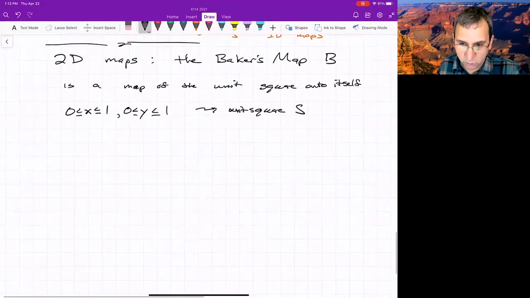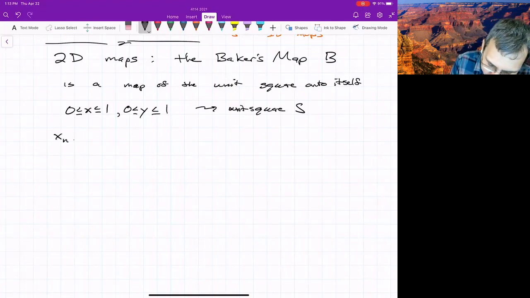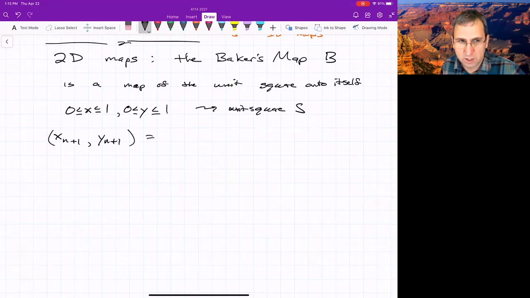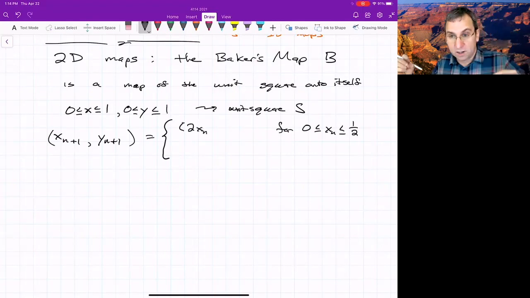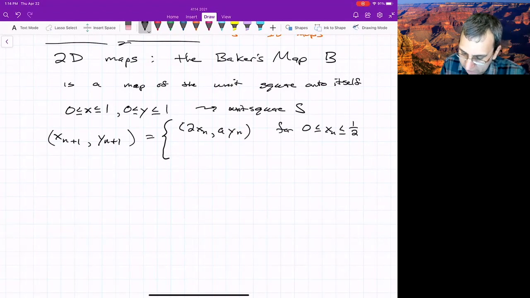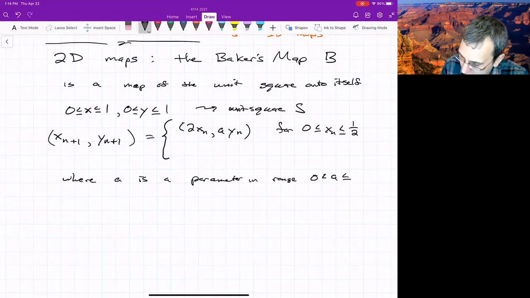And the map, just like with 1D maps, there'll be this assignment of x_{n+1} and y_{n+1}. So we'll do it this way. x_{n+1}, y_{n+1} equals, and we'll give two conditions. There's two things based on where you are in the x value. If we are starting in the left half of x, so between 0 and a half, then this map will go x_{n+1} = 2x_n. So we'll get stretching, and then in the y direction, a times y_n, where a is a parameter in the range greater than 0, but less than or equal to a half.